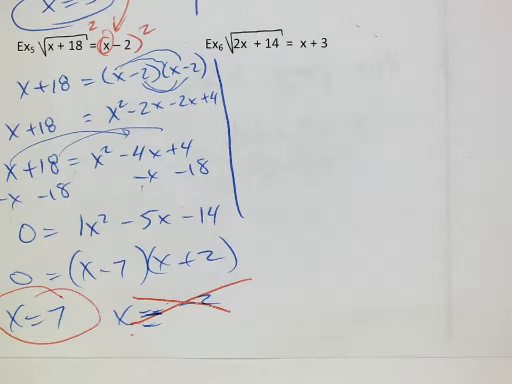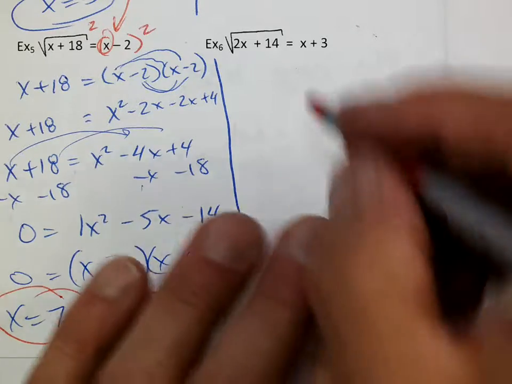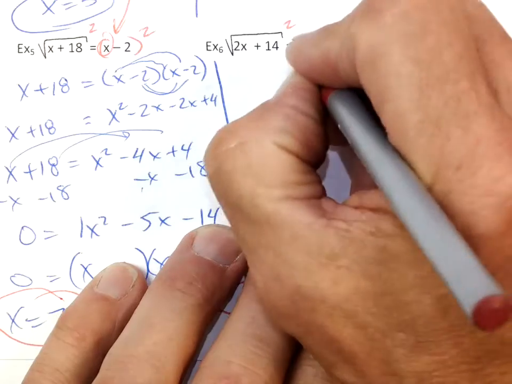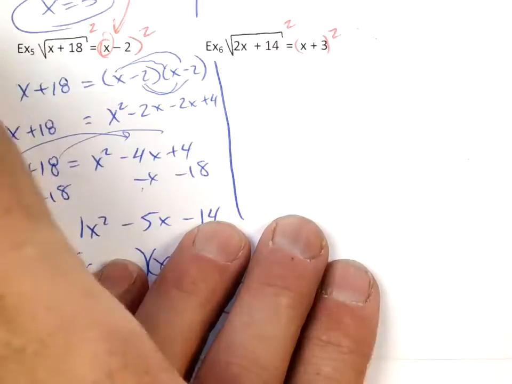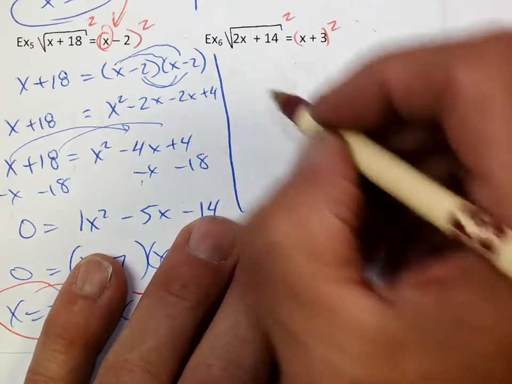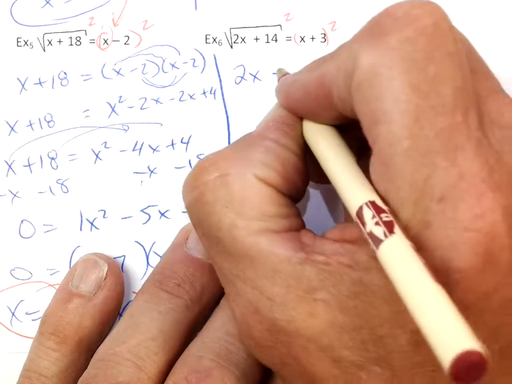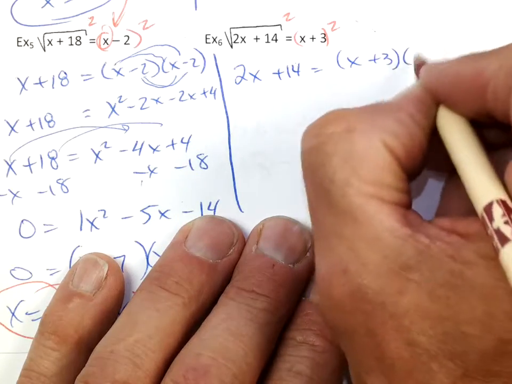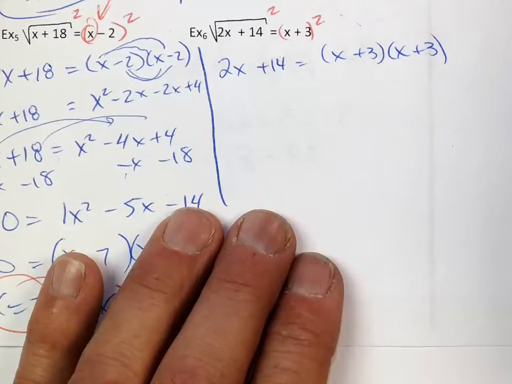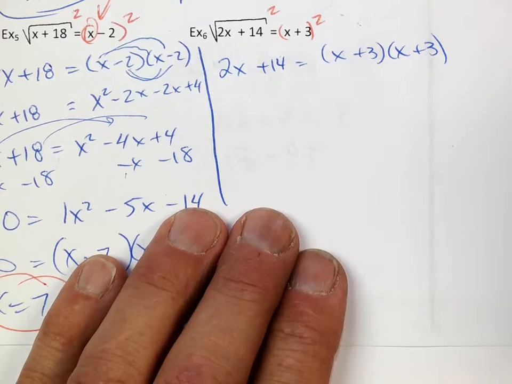So, example number 6, square. You guys agree with that? Square cancels the square root, so I'll be left with 2x plus 14 equals x plus 3 times x plus 3. We're ready to start foiling in our heads. Come on, this is algebra 2.